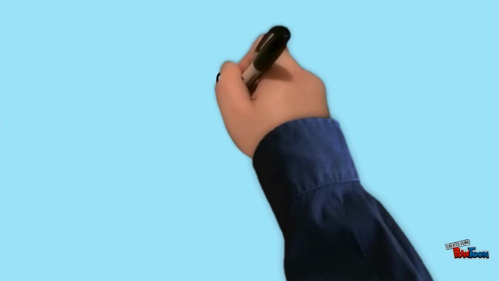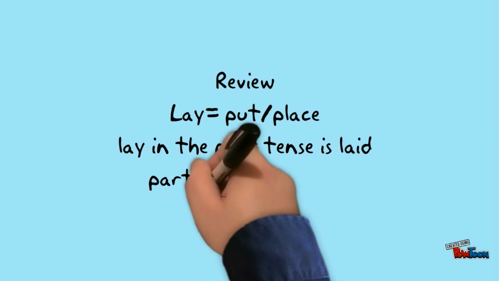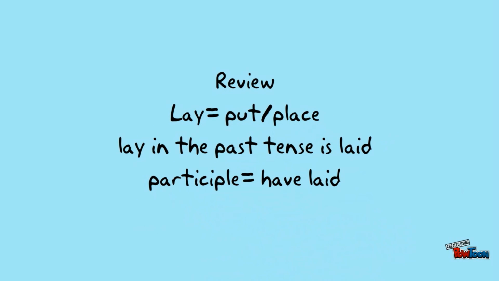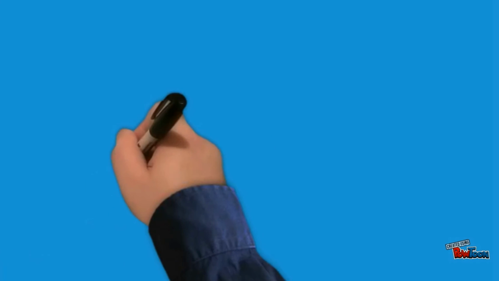Just to review, lay means to put. Chickens lay eggs, you lay your keys on the table. The present tense of lay is obviously lay, and the past is laid. In the past, my chickens laid eggs. Yesterday, you laid your keys on the table. And the past participle is also laid. Chickens have laid eggs for thousands of years, if not longer. Every day you have laid your keys on the table.